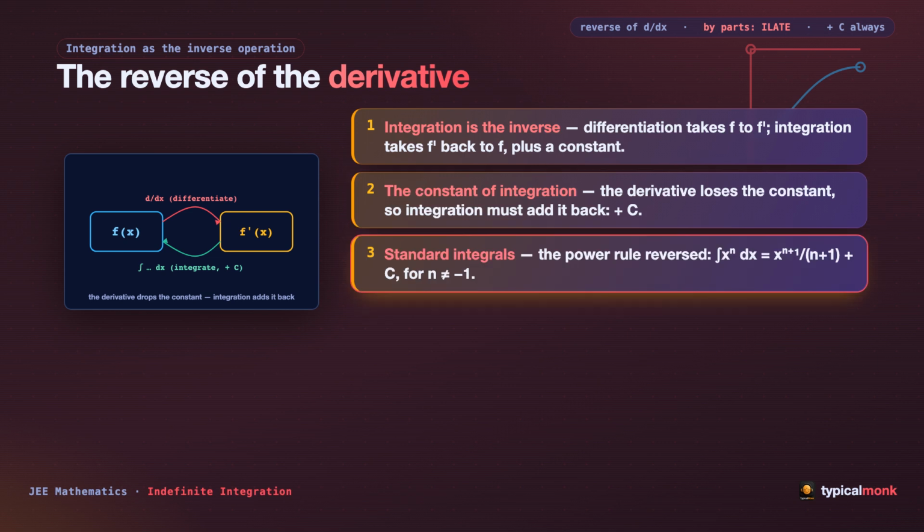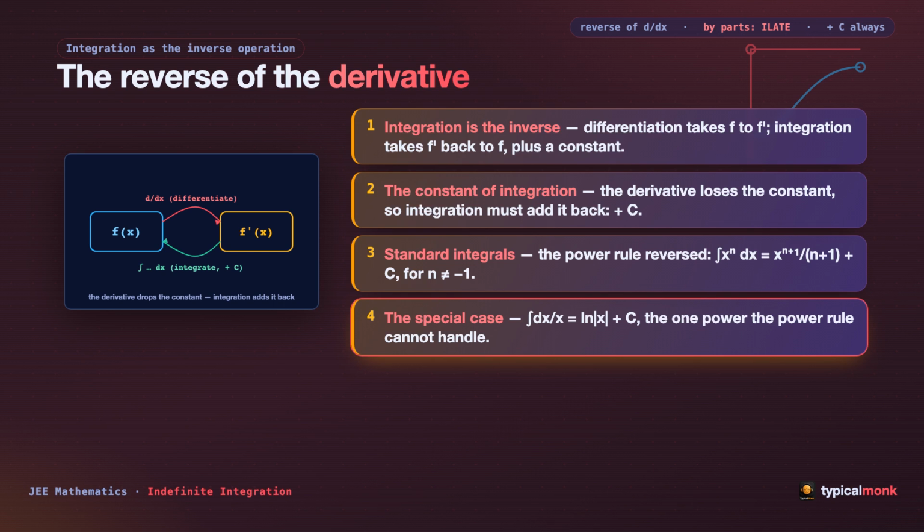The standard integrals. The power rule run in reverse. The integral of x to the n dx equals x to the n plus 1 over n plus 1 plus c for any n except minus 1. And the special case. The integral of dx over x equals the natural log of the modulus of x plus c, the one power that the power rule cannot handle.